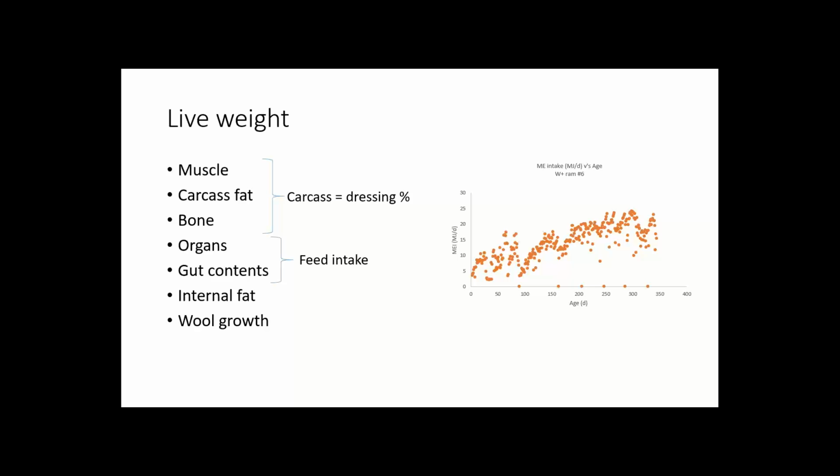I stole this from a paper one of my supervisors just sent to me the other day, and it shows ram number 6, which was his name, and from 3 days of age to 1 year, his daily intake was recorded. What you can see here is that daily intake varies quite substantially, and it's not constant over a 24-hour period. It's actually only constant over a number of days, 3, 4, 5 days.